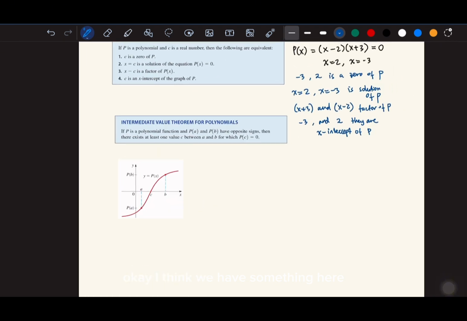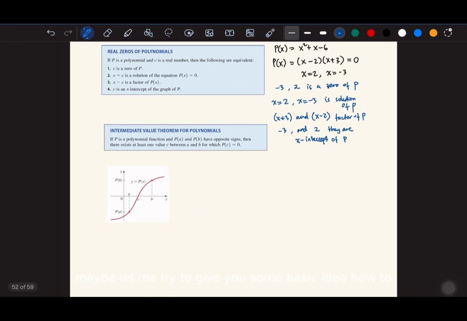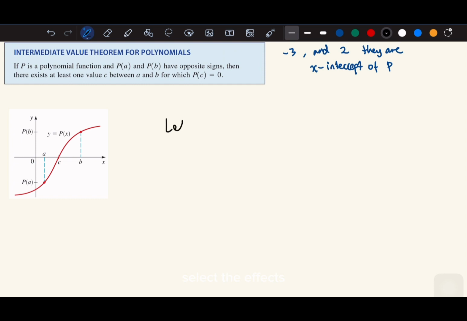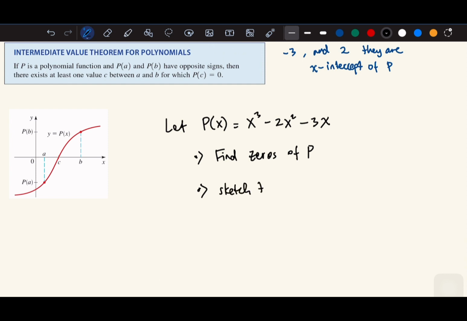Okay, I think we have something here. Maybe let me try to give you some basic idea how to sketch the graph roughly. So let's take the example here. Let p of x equal x cubed minus 2x squared minus 3x. The first question is find the zeros of p, and the second is sketch the graph of p.